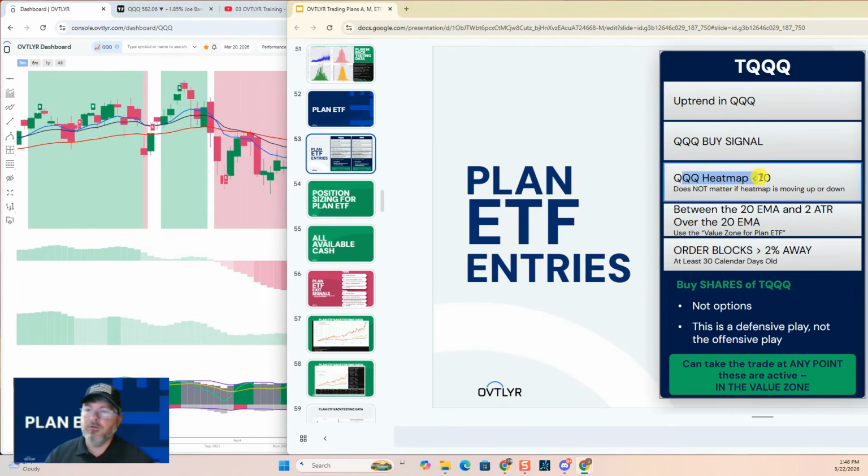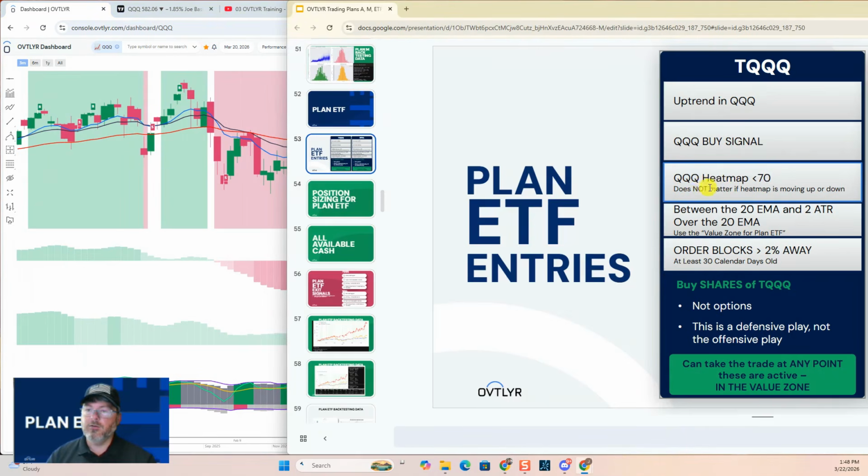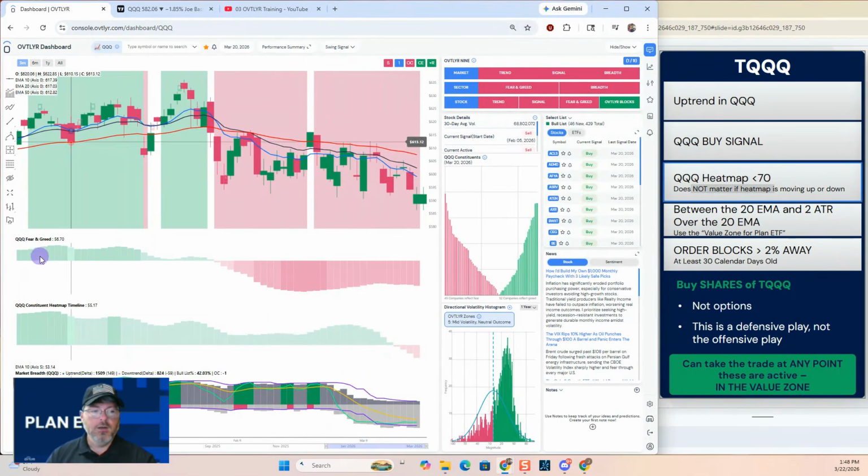The next signal, triple Q's heat map. It needs to be under 70, but it does not matter if it's going up or down. So let's look at the heat map. The triple Q's fear and greed heat map is just here in the center of your charts. Now, we would look at the most recent day first, and we would look for this number value right here. We can see that today's value is 37.19. We know it's under 70. 37.19 is under 70. It's a smaller number.